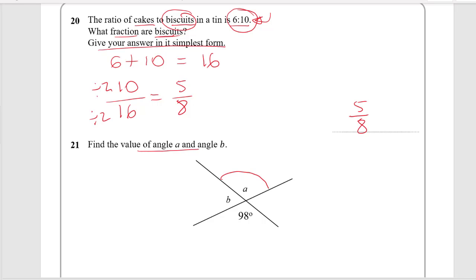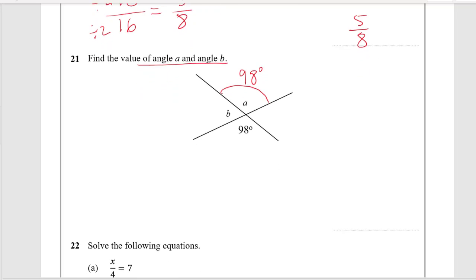Now, find the value of angle A and B. Angle A will be opposite, and vertically opposite angles are equal, so angle A will be 98 degrees. To find B, we need to take away 98 and 98 from 360, because we know angles around a point add up to 360.